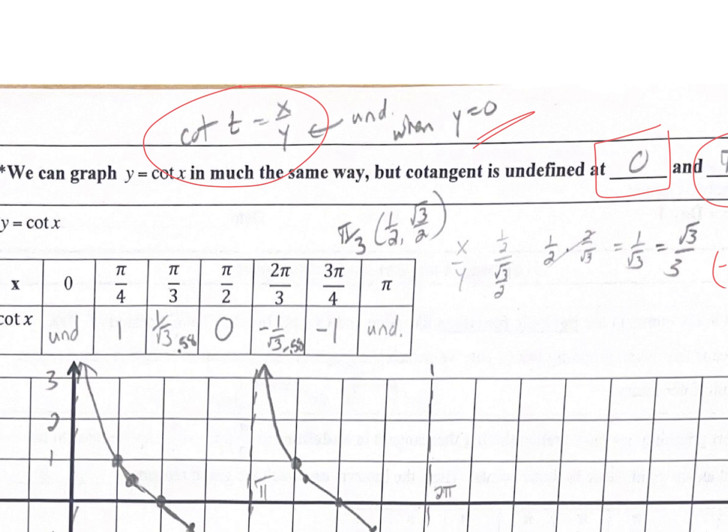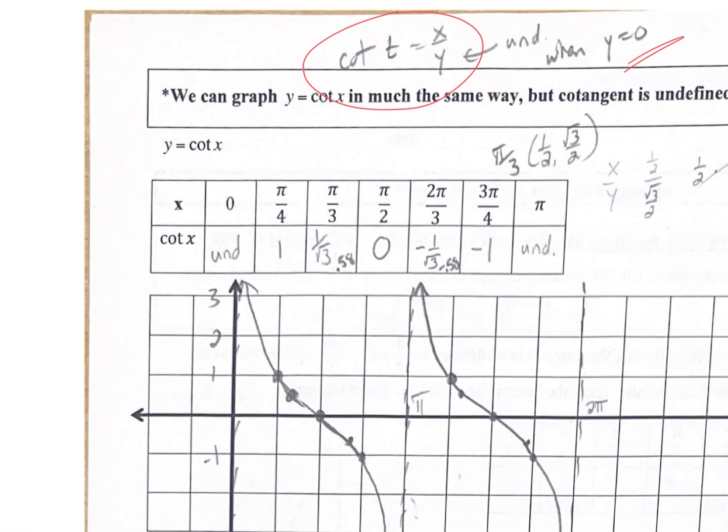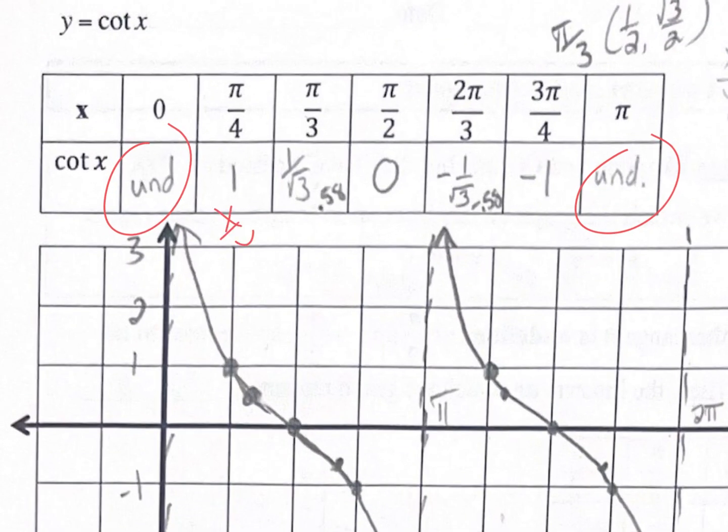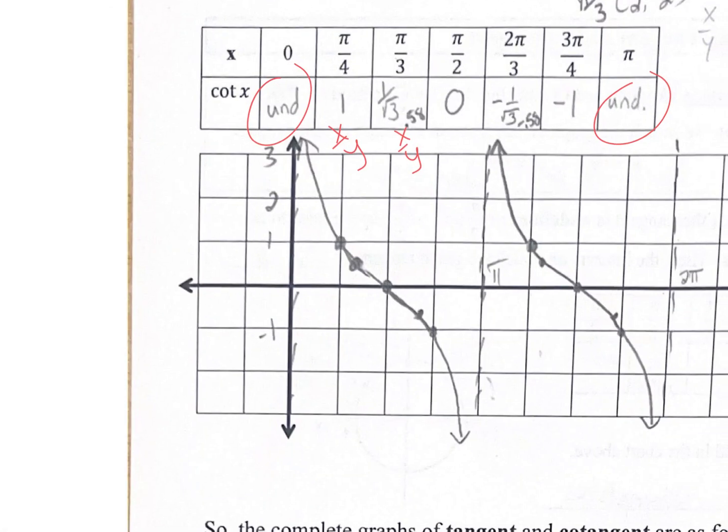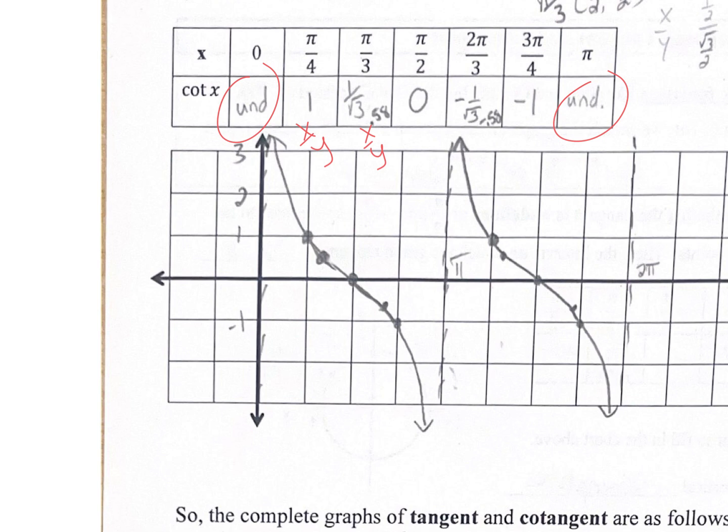We filled our table in. It's undefined at 0, and you can see it's undefined at pi. At pi over 2, which is straight up on our unit circle, it's going to be 0, because x is 0 and y is 1, so it's 0 over 1. Then we have these points in between, and again, we took x over y for each of these. At pi over 4, x over y is 1. At 3 pi over 4, x over y is -1, and we found those points in between there. Then on our graph, we have asymptotes at 0 and asymptotes at pi.